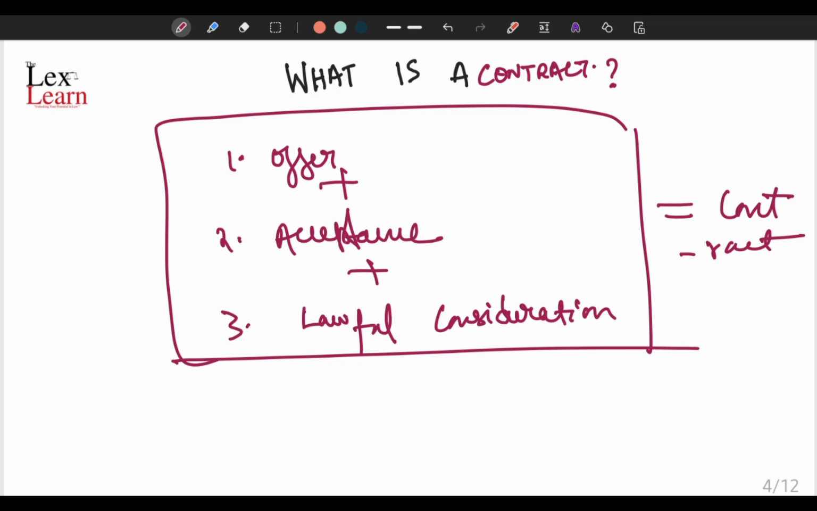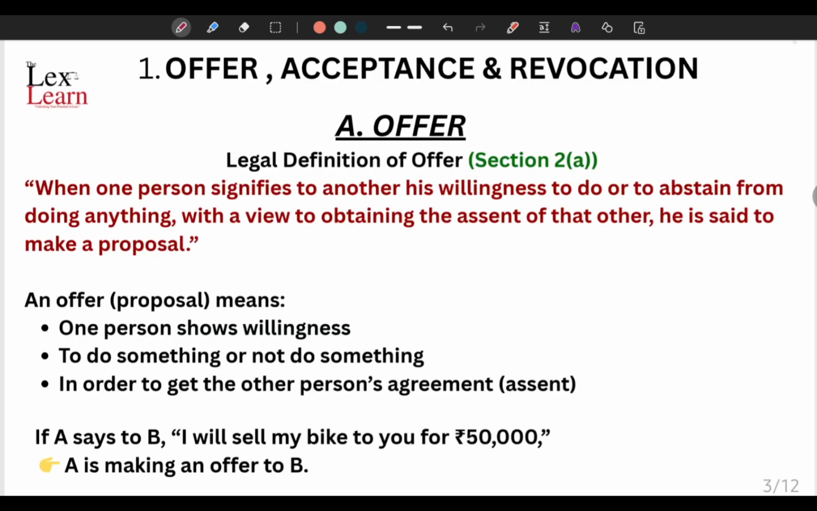As we discussed in the index, we'll be discussing the first two topics today, and the others subsequently in the other videos. So now let's jump to the first slide and I'll explain what an offer is.